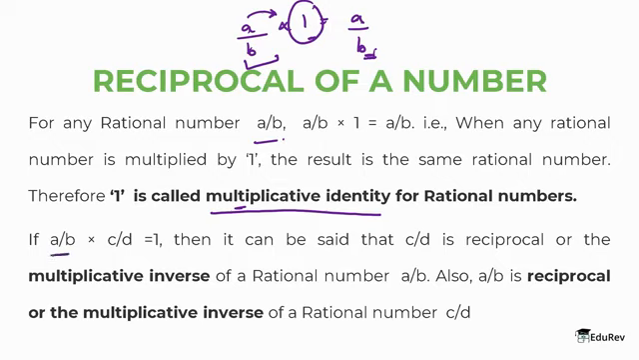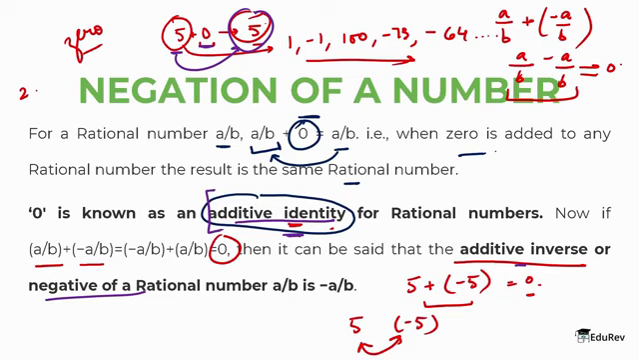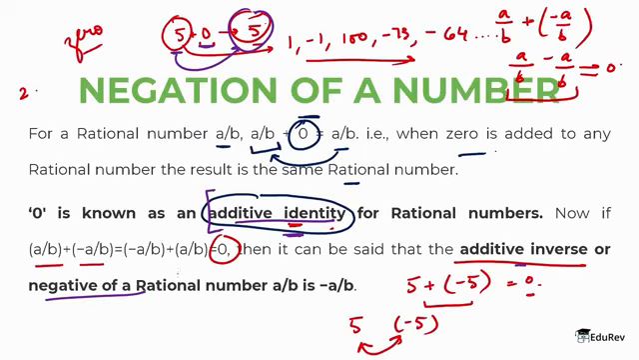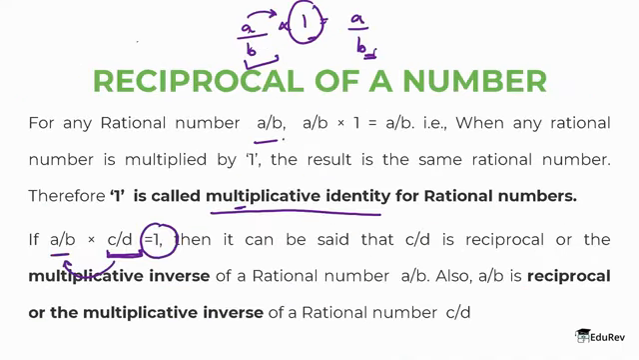So whenever a number a by b is multiplied by any number c by d such that we get 1 as a result, then we say that c by d is nothing but the multiplicative inverse of a by b. Now, if you remember, in additive inverse we were saying that if 5 is added to its negative, then we will get 0. So in multiplicative inverse, you should multiply something to a number so that we will get 1.